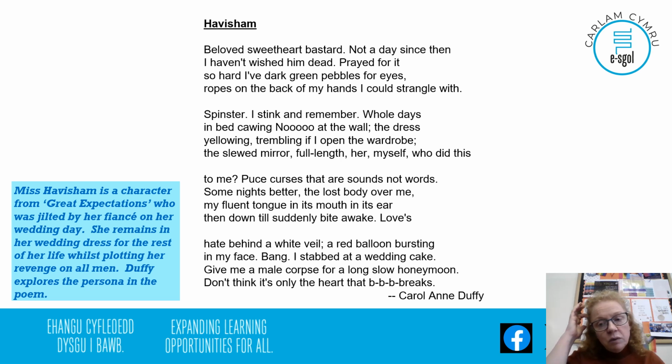So the first thing I would always be doing when I'm looking at a poem is thinking about the context of that poem and is there anything I need to know. With this particular poem, Carol Ann Duffy has created a persona. So the narrator in this poem is not Carol Ann Duffy, it is somebody that she has created, that she has adapted and fictionalised. It happens to be a character from a novel by Dickens, who was jilted on her wedding day. And since that time, she has remained in her wedding dress.